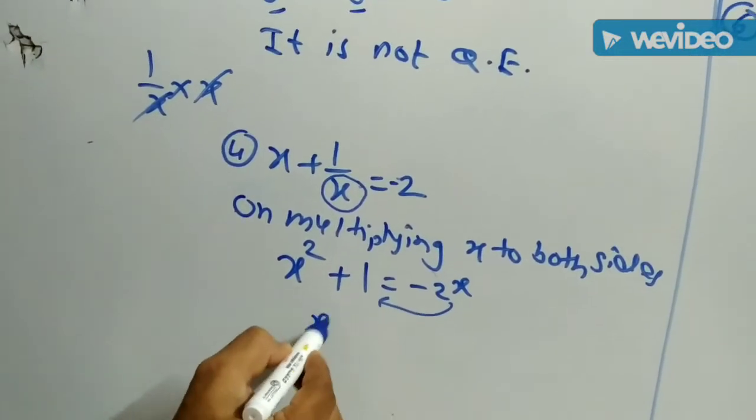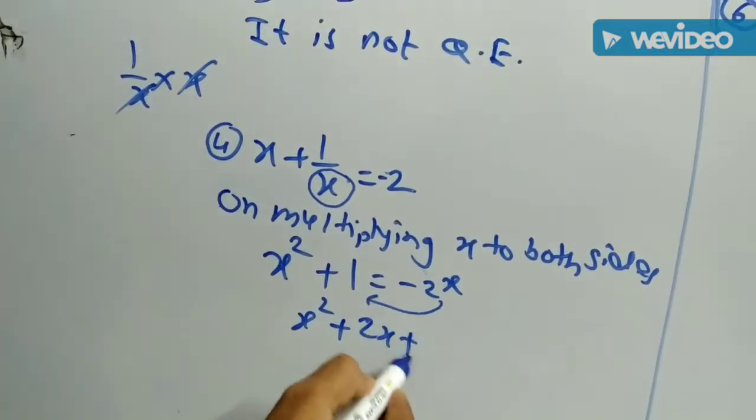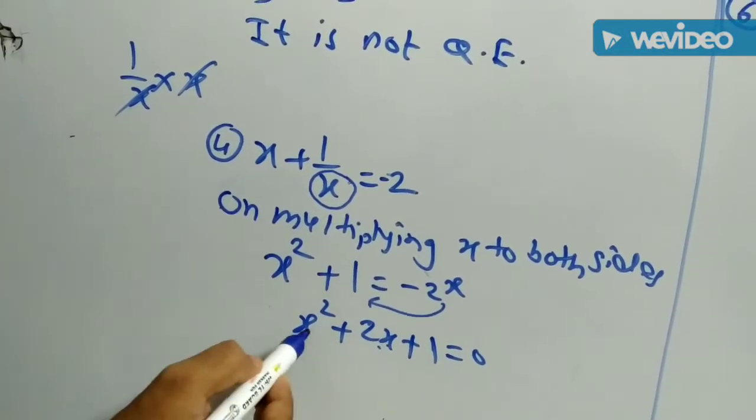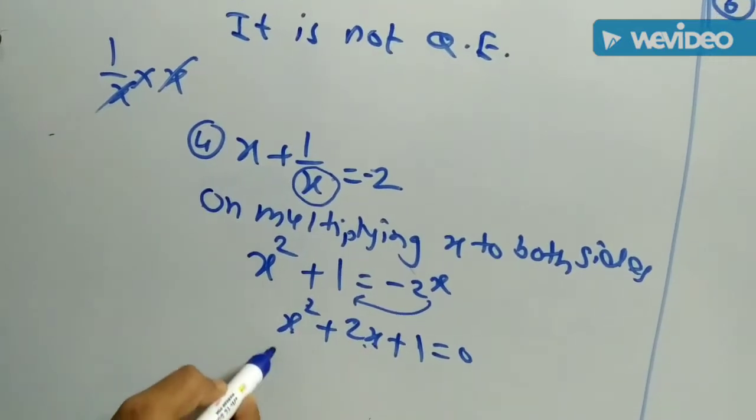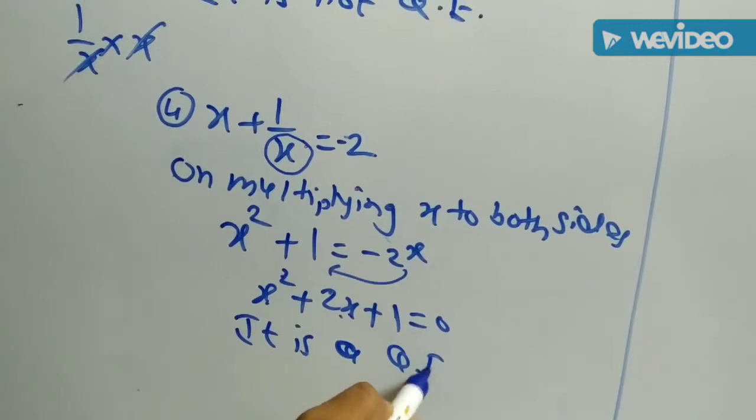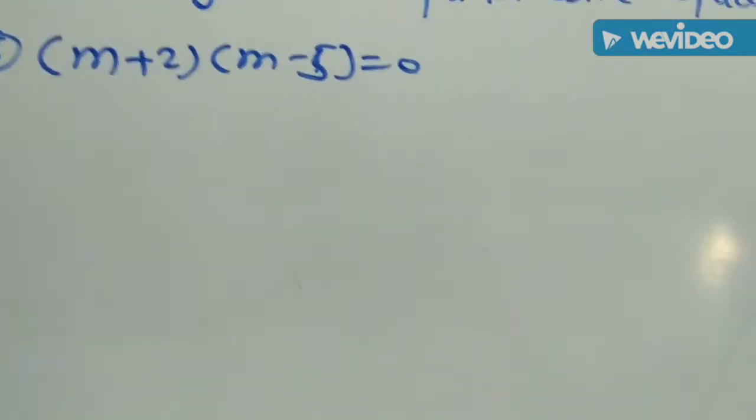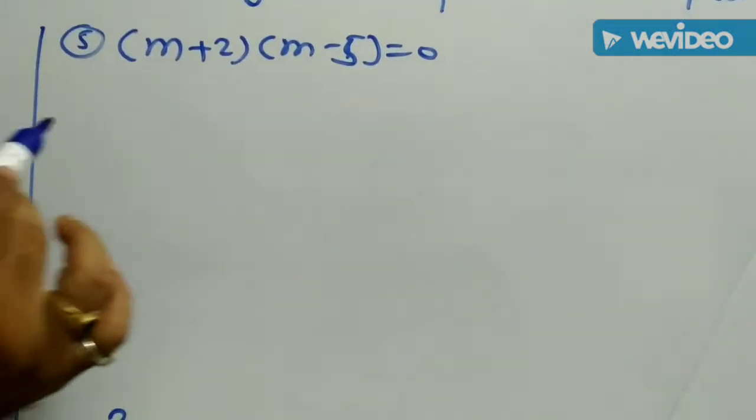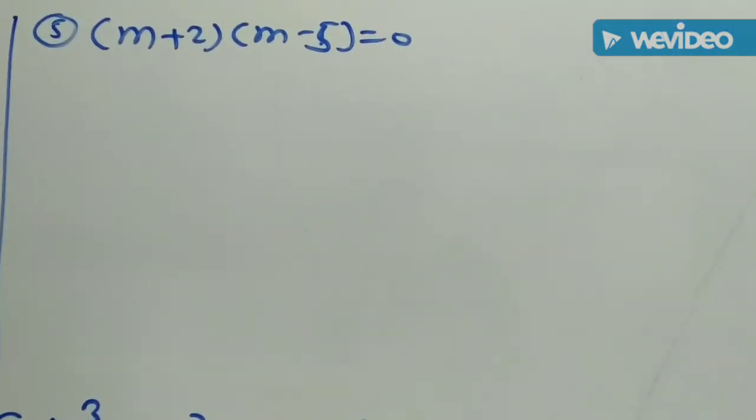Now this minus 2x gets converted to plus 1 is equal to 0. Again, this is the polynomial with one variable and highest degree is 2, and therefore it is a quadratic equation. Then fifth example is given, (m + 2)(m - 5) is equal to 0. Firstly, we have to solve these two brackets.